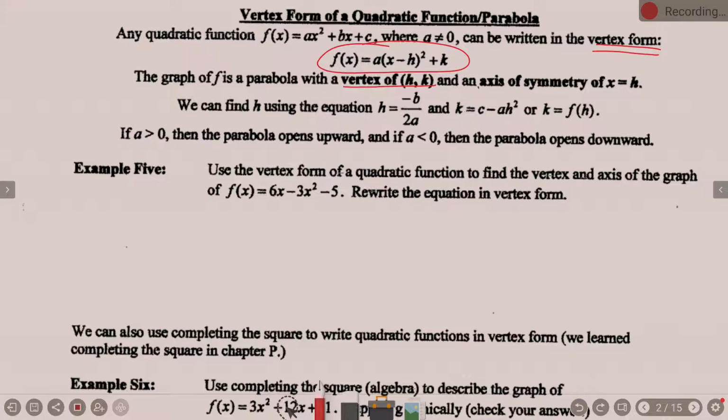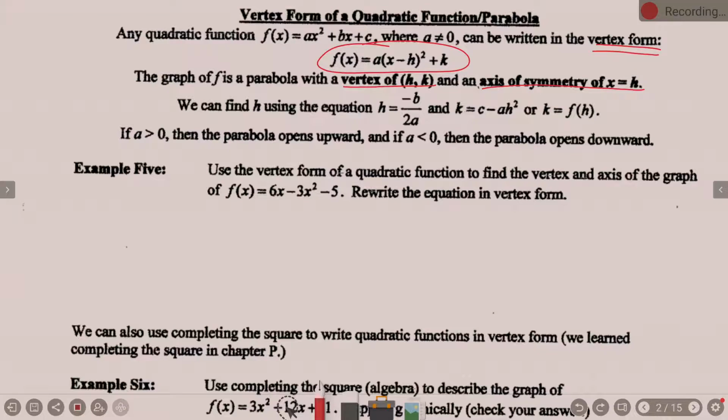Just like when we move left or right, it's opposite the sign in the parentheses, and then we use the sign there at the end. So vertex of (h, k), axis of symmetry, x equals h. Remember, my axis of symmetry is always the first number from the vertex. Okay?